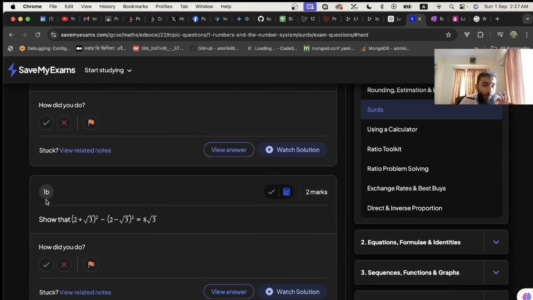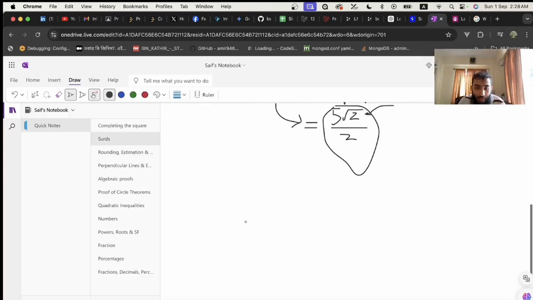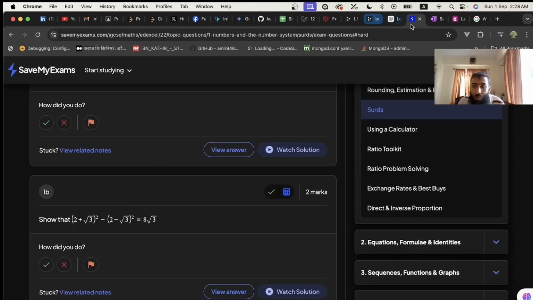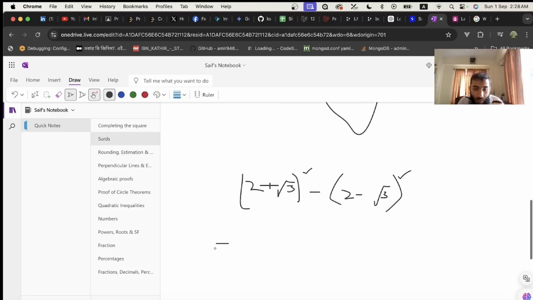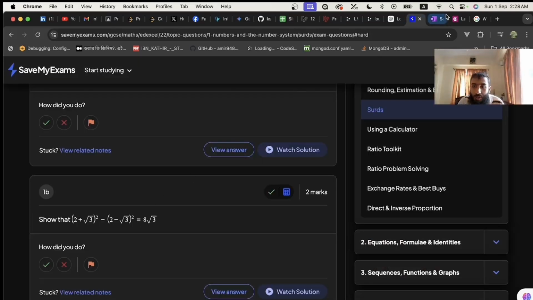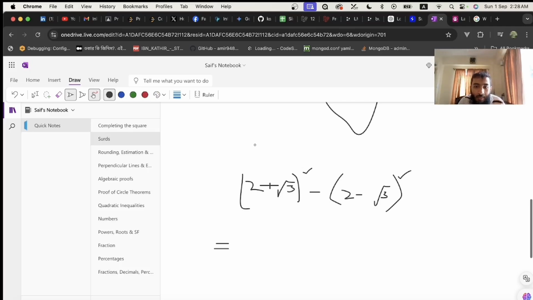So if I go to problem 1b, it says show that 2 plus root 3 whole square minus 2 minus root 3 whole square is 8 root 3. So as you can see, if I write (2 plus root 3) whole square minus (2 minus root 3) whole square, you have to prove that this is 8 root 3. So as you can see, this can be written as the formula of what?